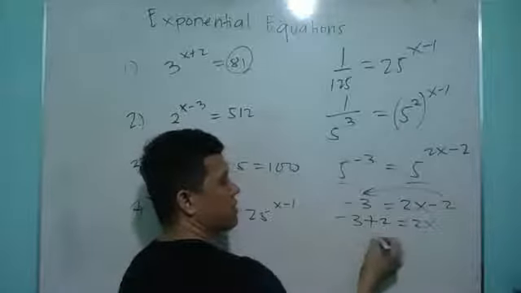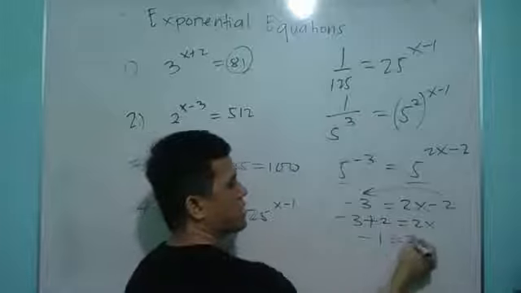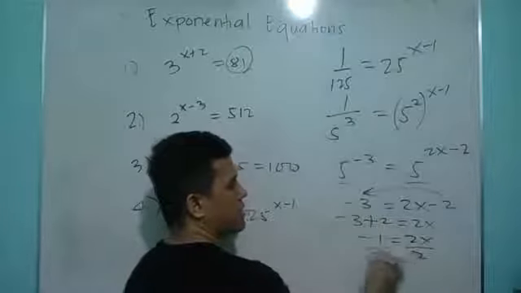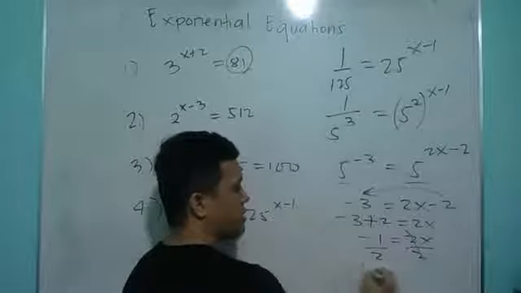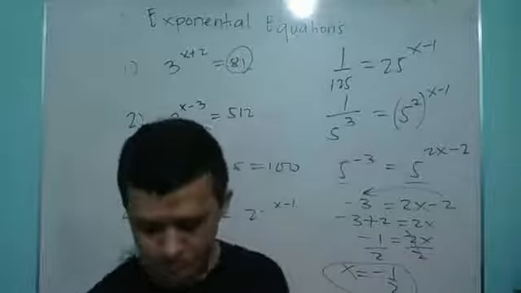So this one is negative 1, right? Negative 3 plus 2 is negative 1, which is equal to 2x. Divided by 2, divided by 2. So there we go, x is equal to negative 1/2. That is the value of x.